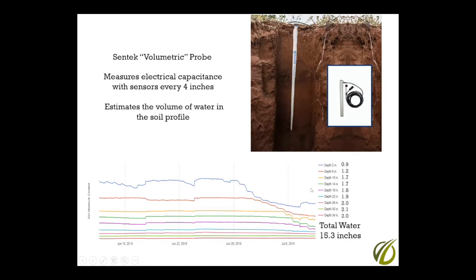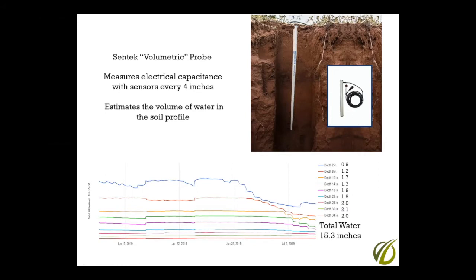And so when we look at the output from these volumetric probes, we look at it in depth increments, 4 inch increments, from 2 inches to 34 inches here. Essentially, this blue line, that's a 2 inch sensor. We have 0.9 inches of water represented in that section of the soil profile, so forth and so on, all the way down to 34 inches where we have roughly 2 inches of water. So in this profile right here, we have a total of 15.3 inches of water.